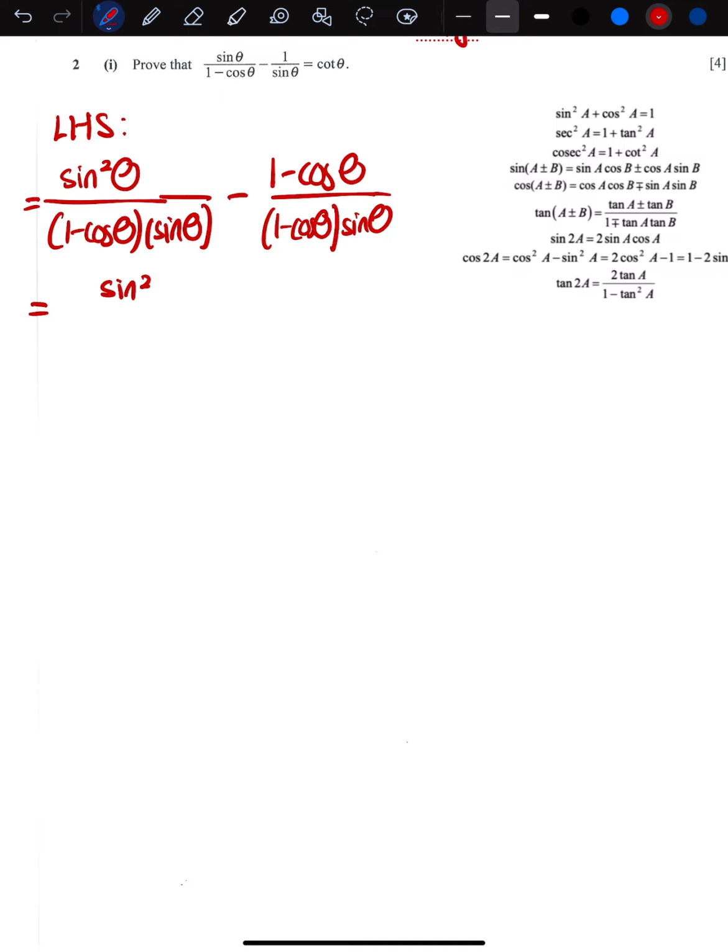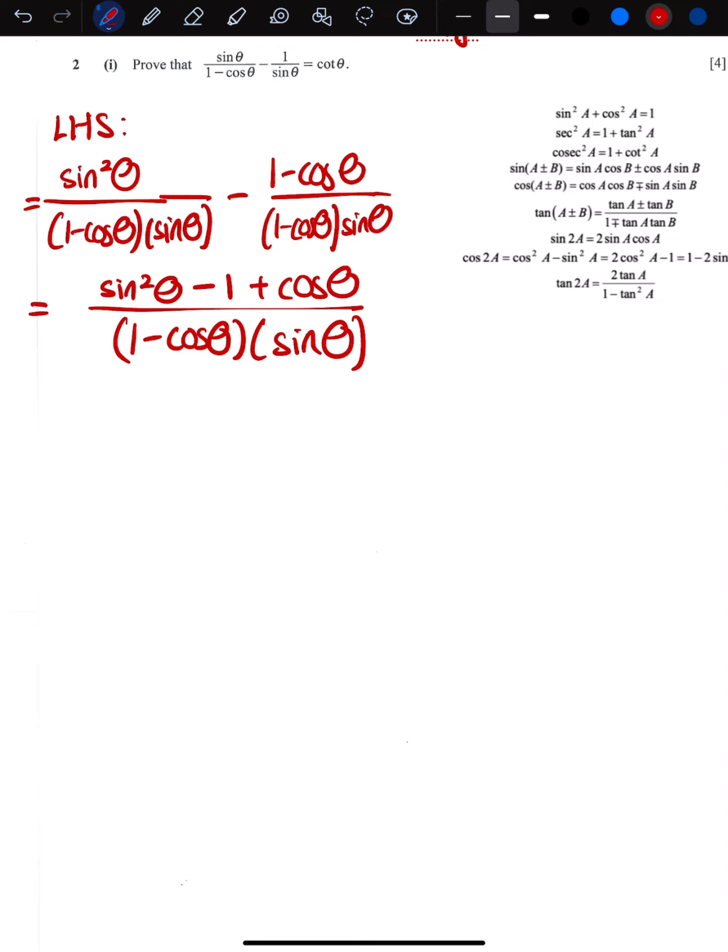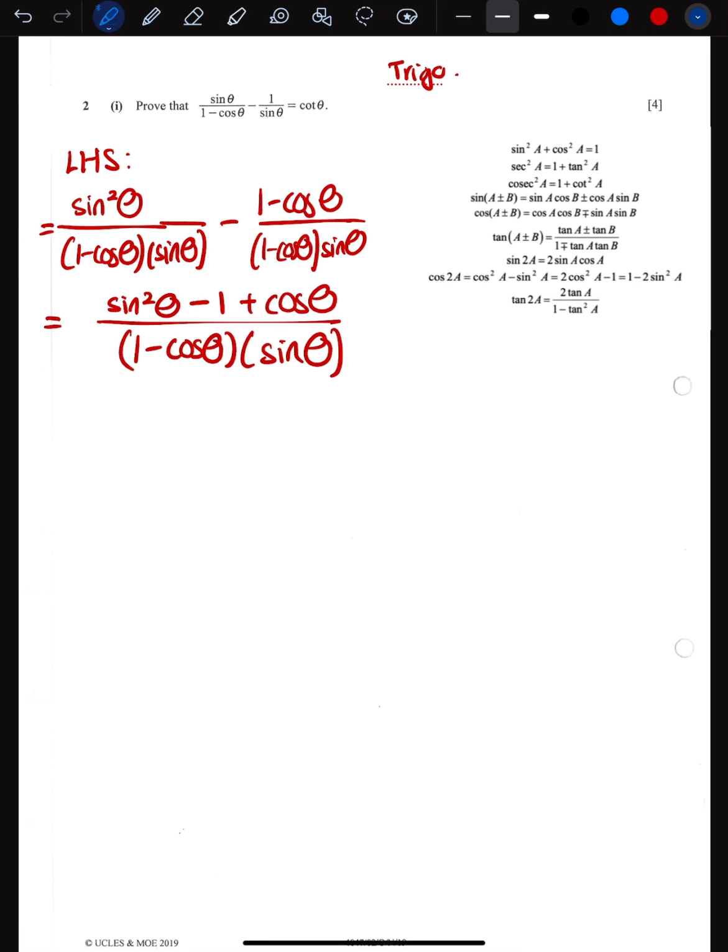So we get sine square theta minus 1. Okay, this part you need to be careful because minus minus, we get minus 1 plus cosine theta over 1 minus cosine theta sine theta. Okay, and here some students will get lost. What do I need to do here? Well, at our right hand side, we want it to become cotangent, right? And cotangent is basically just cosine theta over sine theta. This should prompt you that I want to retain this below. The thing I want to get rid of is 1 minus cosine theta.